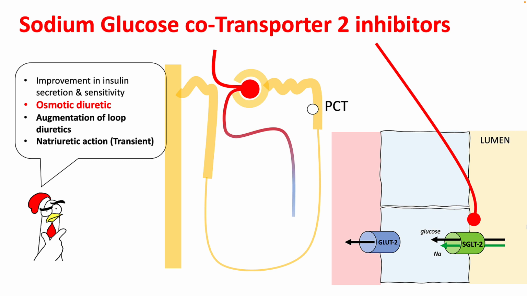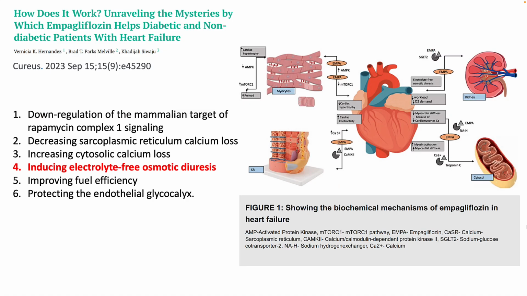Sodium glucose cotransporter 2 inhibitors inhibit SGLT2 channel in proximal convoluted tubule, which reabsorbs sodium and glucose. So by blocking the channel, you should be able to lose some of the sodium. However, natriuretic action of this drug is transient. This works mostly by osmotic diuresis. There are many other ways that it can help apart from diuresis, and I would suggest you read this article to know other mechanisms.